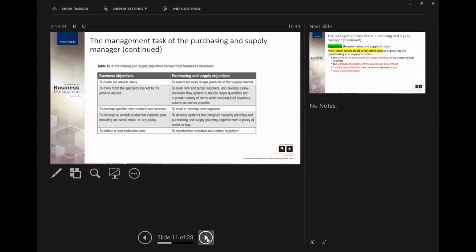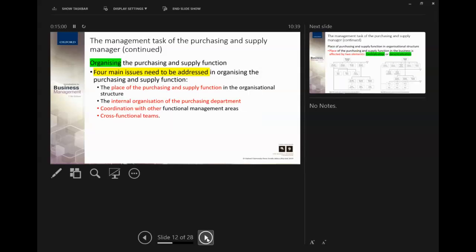Okay. Then finally, to initiate a cost reduction plan as the purchasing and supply objective, there you would be looking to standardize materials and reduce supply. Okay. So you can see how intertwined they are with our planning process. Then here now they're talking about organizing. All right. Four main issues need to be addressed in organizing the purchasing and supply function. Okay. Place of the purchasing and supply function in the organization structure. Okay.